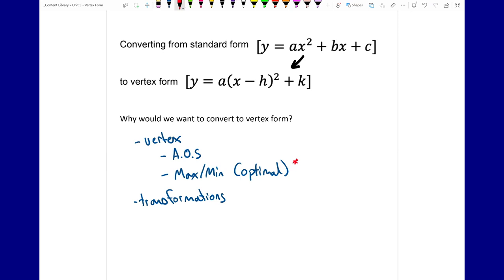If we're trying to optimize something or we're trying to find an optimal value, that's usually what we're looking for, right? We want to usually know what is the highest, what is the lowest for whatever our situation or scenario happens to be. What's the highest the plane will fly? What's the maximum profit? What's the minimum amount of material? Right, things like that. We want to know the optimal value. So that's why we'd want to convert to vertex form from standard form.